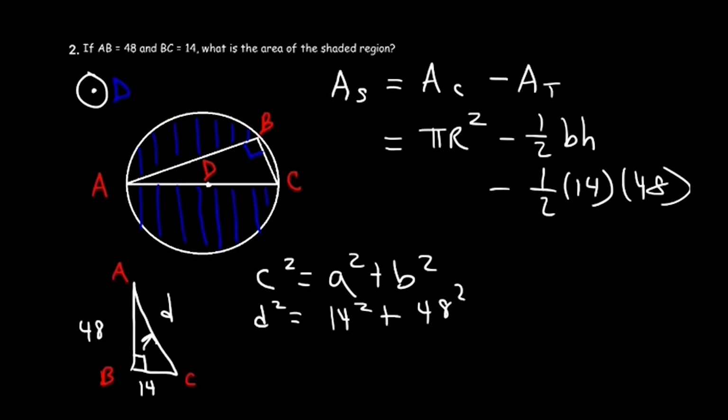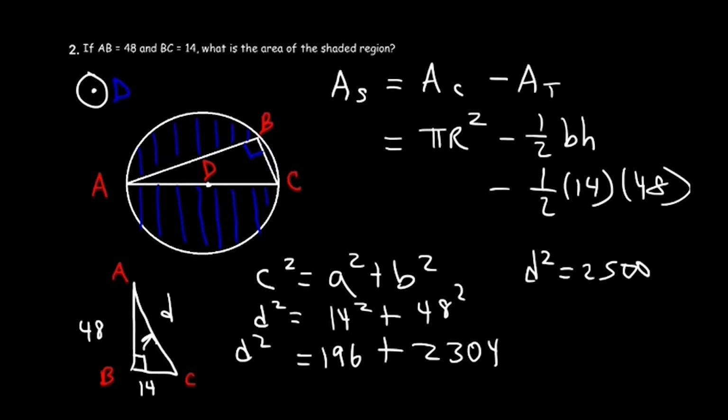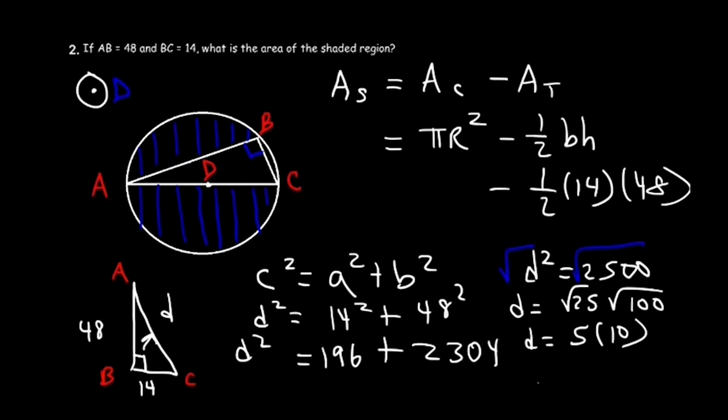Now 14 squared is 196. 48 times 48 is 2,304. So if we add up 2304 plus 196, that will give us 2,500. And that's equal to D squared. So to calculate D, we got to take the square root of both sides. 2,500 is the same as 25 times 100. The square root of 25 is 5, and the square root of 100 is 10. So 5 times 10 is 50.